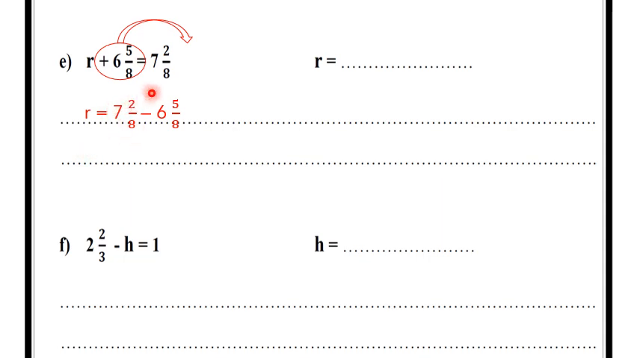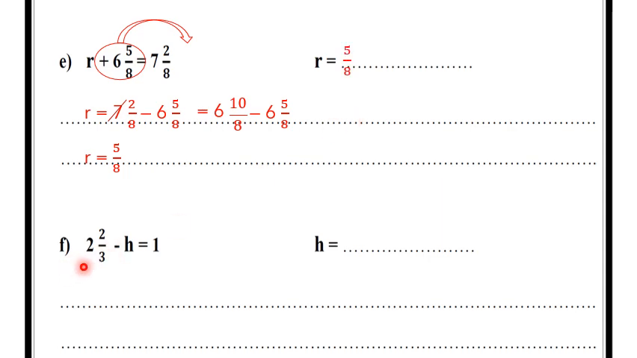Now 2 here is smaller than 5, so I must borrow from 7. 7 will be 6 and I give it 1 whole in the form of 8 over 8 according to the denominator. The denominator here is 8, so I will give it 8 over 8. Now 2 over 8 plus 8 over 8 will be 10 over 8, minus 6 and 5 over 8. Now 6 minus 6 equals 0. I will not write it. And 10 minus 5 equals 5 over 8. So R equals 5 over 8.